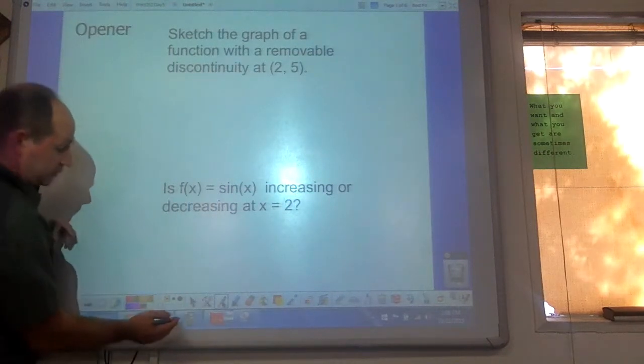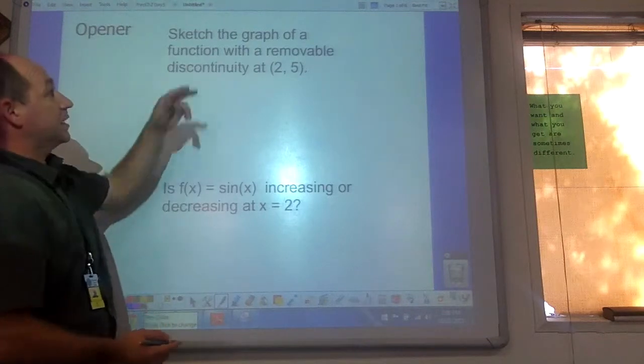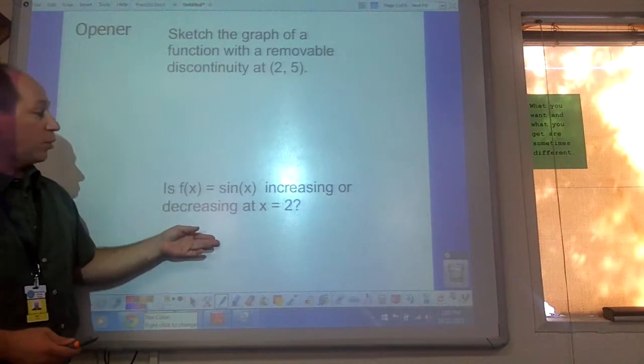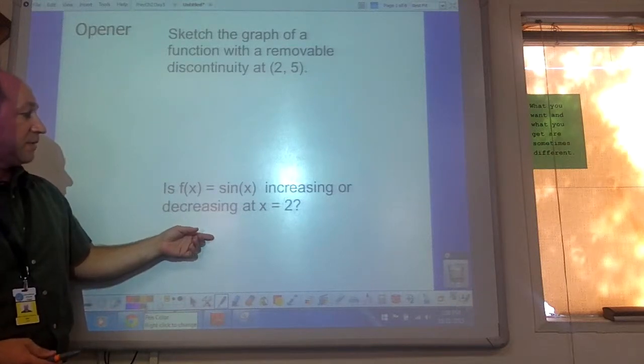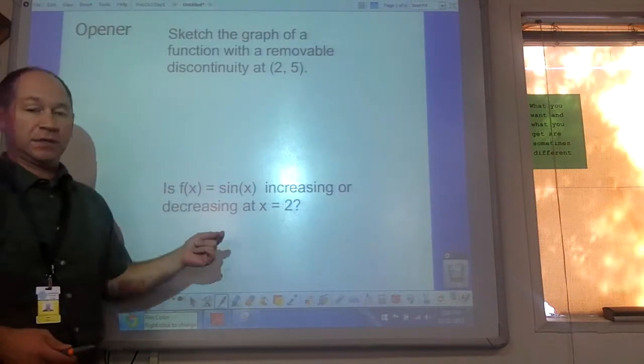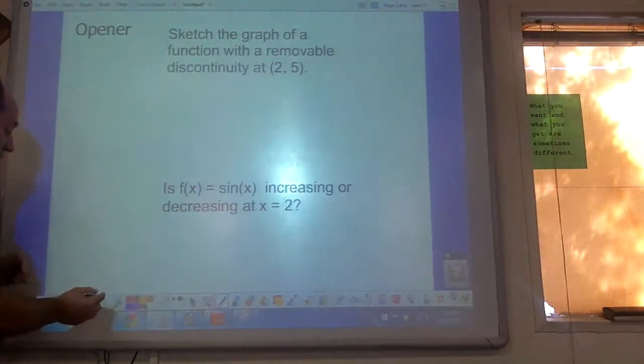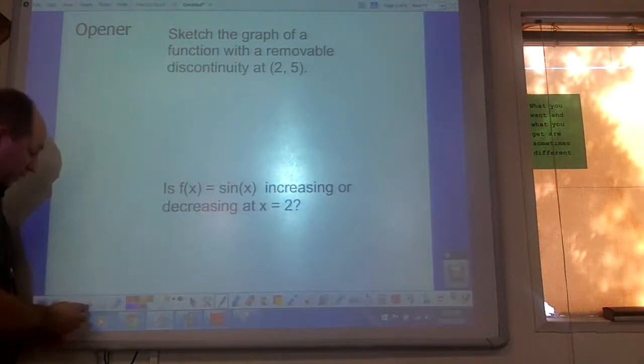First things first, we want to sketch a graph of a function with a removable discontinuity at (2, 5). And for the opener, is f of x equals sine of x increasing or decreasing at x equals 2? Go ahead and pause it now so I don't give away the answer, and a couple minutes later press play.